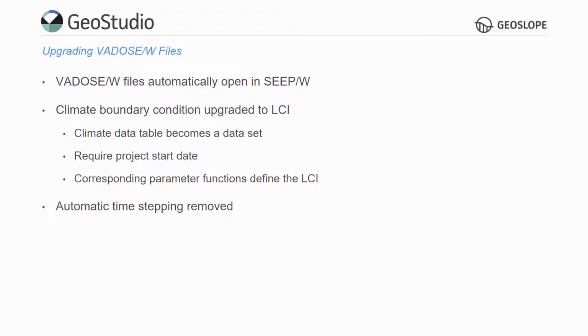Another change associated with upgrading to GeoStudio 2018 is the removal of automatic time stepping. Finally, surface layers are not required to apply the land-climate interaction or surface energy balance boundary conditions.